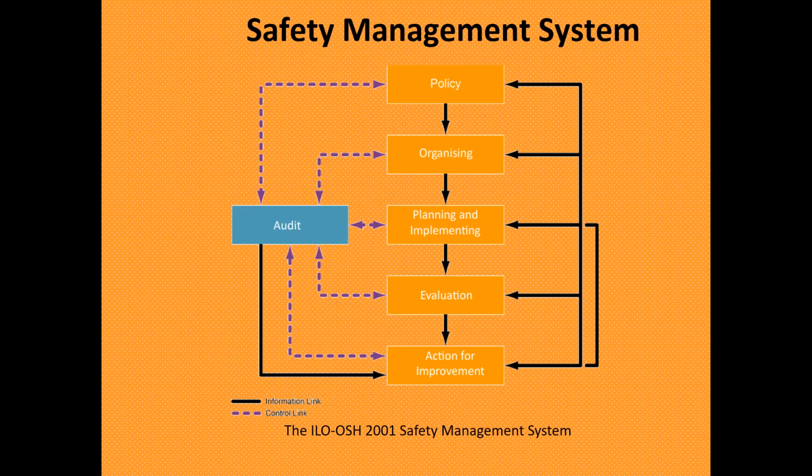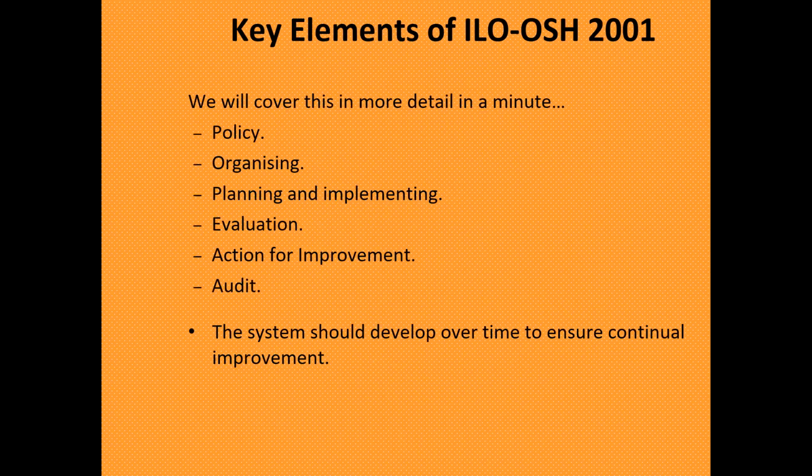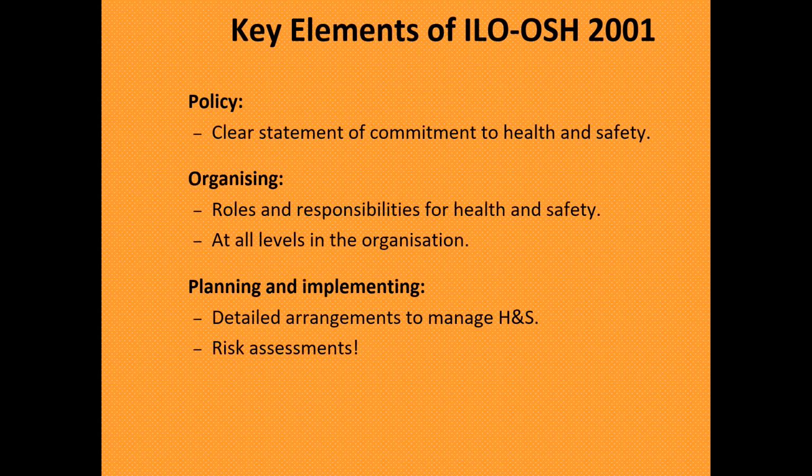So this is a chart, simple, but it's very important from the practical point of view. Key elements of OHS. Here are the key elements which we just discussed in the chart: policy, organizing, planning, evaluation, action for improvement, audit. The system should be developed over time to ensure continual improvement. The OHS management system is a live document. It needs to be updated regularly to get the desired result and to achieve the set targets and goals.